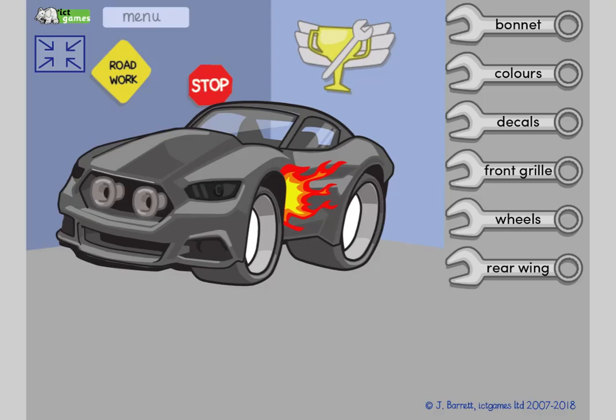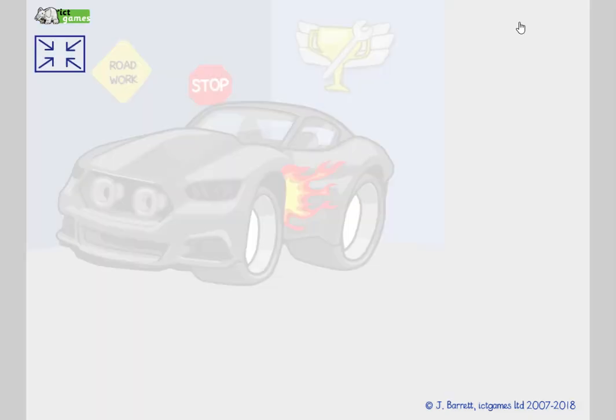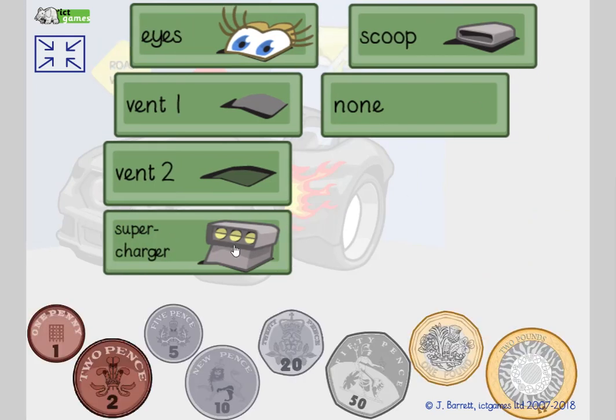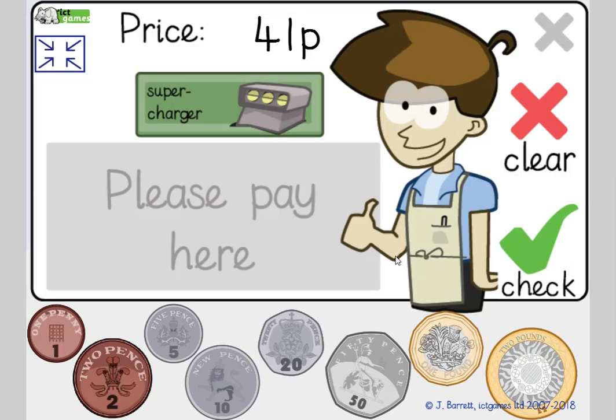Okay, another bit of review. Let's have a look. Look at that cool car. That is so neat. Right, I'm going to put a scoop on the bonnet. So, which one shall I go for? Oh, the supercharger. It's got to be the supercharger, hasn't it? 41p. Pause the video. Write on your piece of paper what coins you'd use to spend 41p. How would you spend 41p?